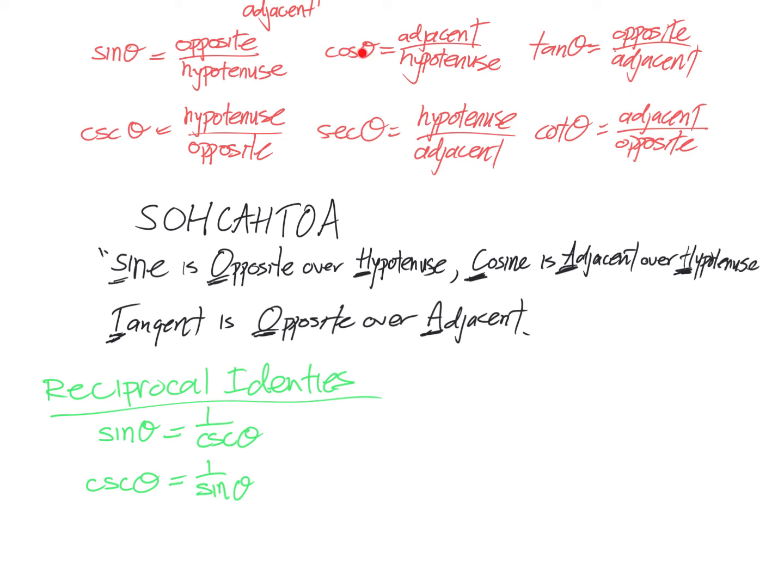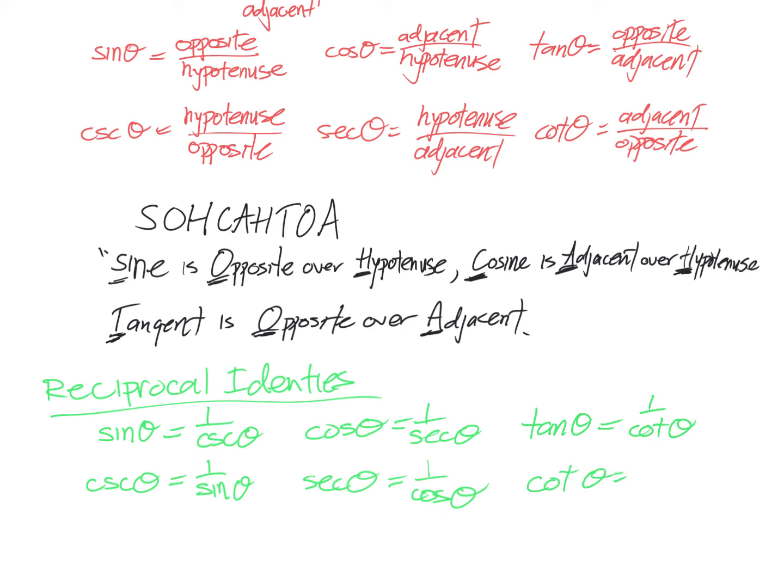Similarly, if we look at cosine, cosine is adjacent over hypotenuse, and secant is hypotenuse over adjacent. So we get that cosine of theta is 1 over secant theta, and secant theta is 1 over cosine of theta. And finally, if tangent is opposite over adjacent, and cotangent is adjacent over opposite, we get that tangent of theta is 1 over cotangent of theta, and cotangent of theta is 1 over tangent of theta.